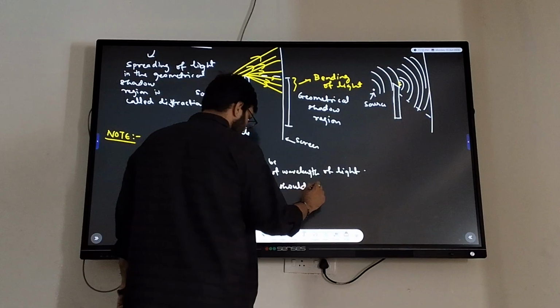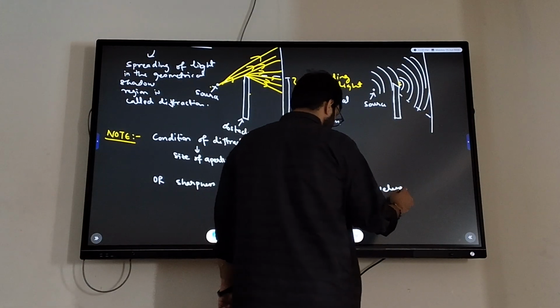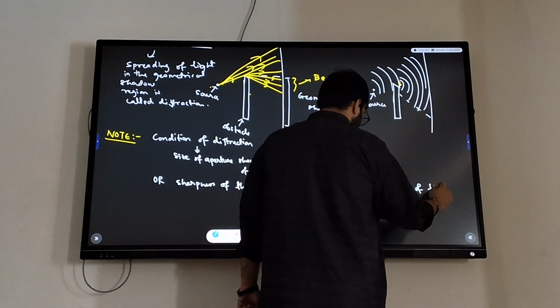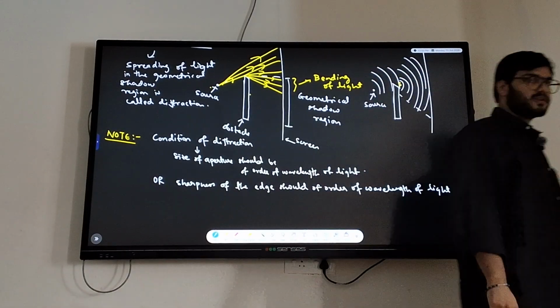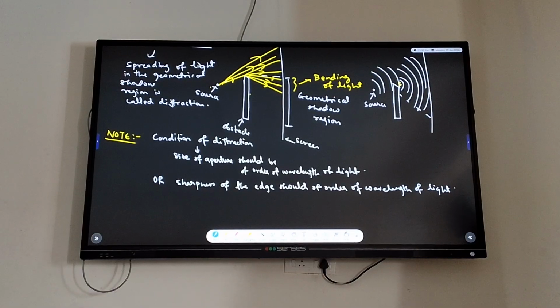Should be, if that sharpness is of that order, then you will find diffraction. This is the condition. I'm not proving this condition right now, I'm just giving it to you. Remember this, okay? Sir, but the length of that aperture does not matter, right? It does matter actually. It is like a phenomenon. Maybe the intensity of that light beam decreases or increases, but the phenomenon will occur naturally. It does occur, but not that prominent.